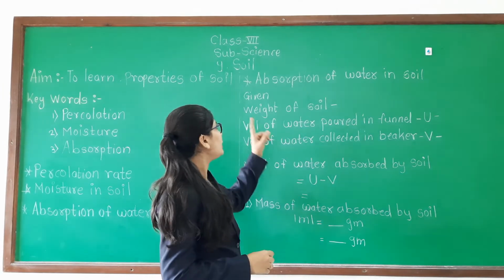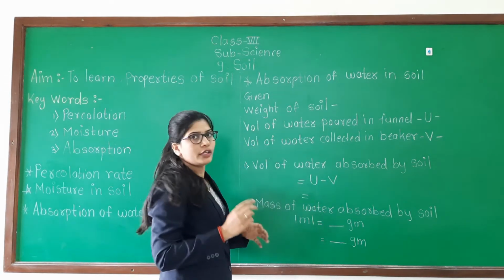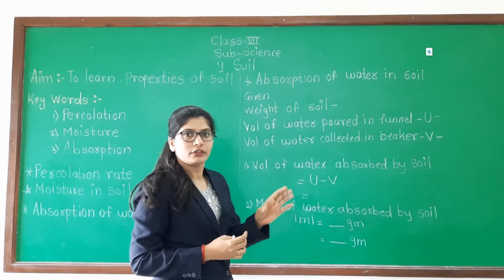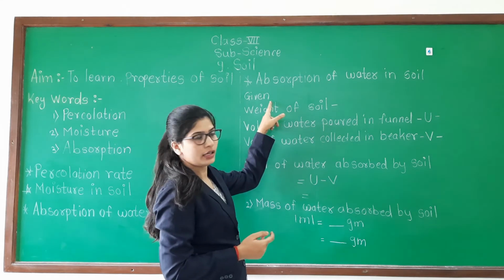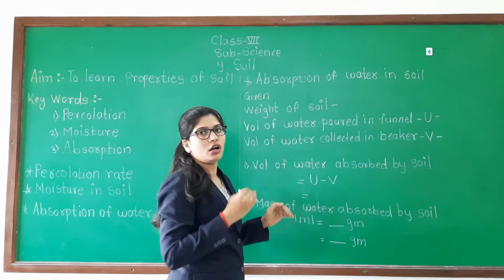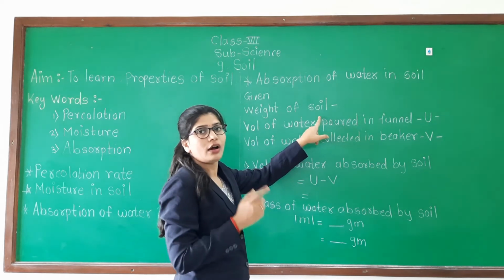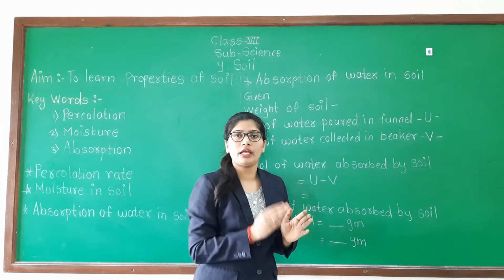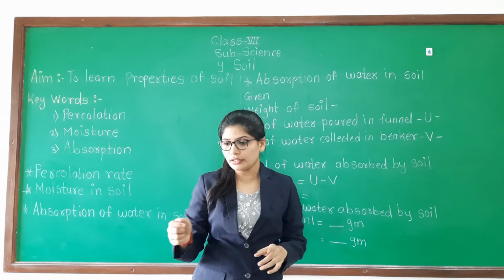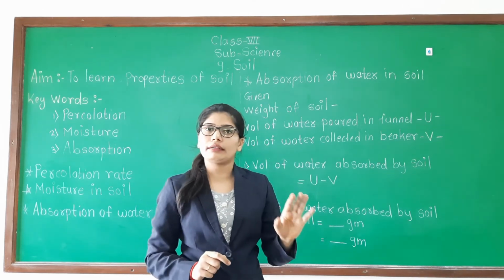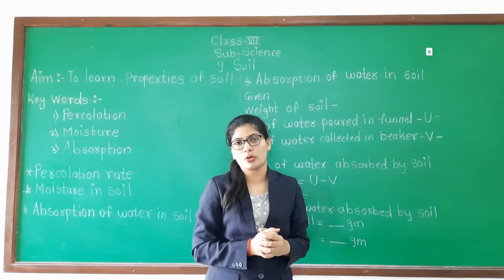Now we will calculate the absorption rate. First, when you are solving the sum, whatever values are given, we have to write like this: given, and then your formula and your calculation. So see, weight of soil. Now I am calculating for the clay soil and you have to calculate for the sandy soil. How much water is in the measuring cylinder for sandy soil? 10 ml. So write that in your notebook because we have to calculate the absorption rate.